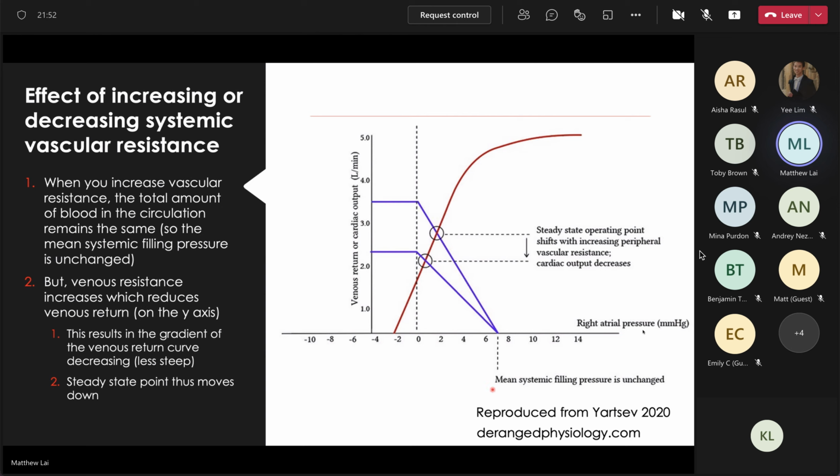Is that all kind of clear? Is someone able to unmute, because I can't quite see chat, unfortunately. Yeah, I think that's good.